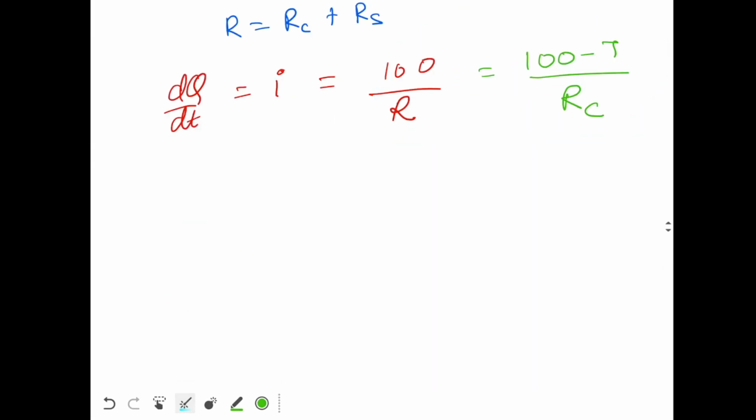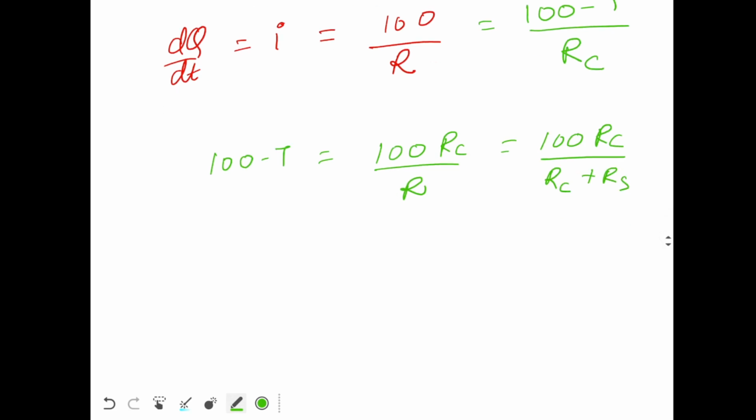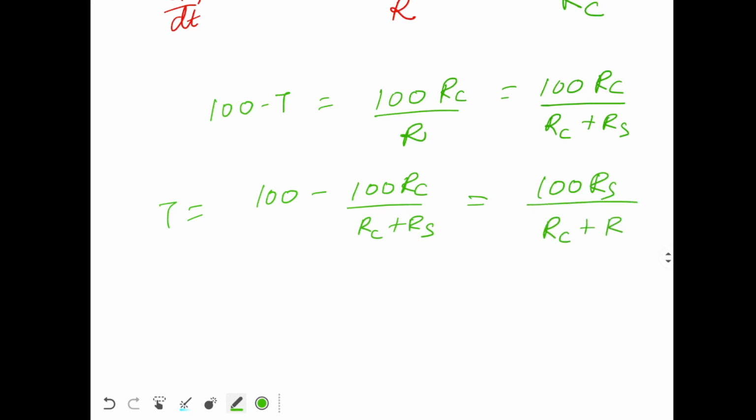So 100 minus T is equal to 100 RC divided by R. Okay, so that is equal to 100 RC divided by RC plus RS. Then T will be equal to 100 minus 100 RC divided by RC plus RS. So that will be equal to, if you simplify this, 100 RS divided by RC plus RS. Now let's put the values.